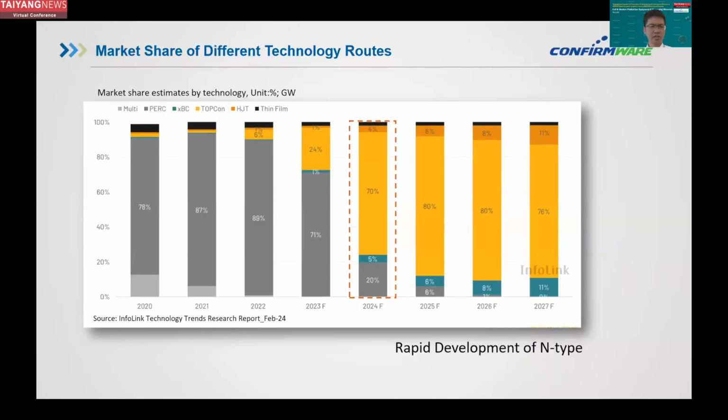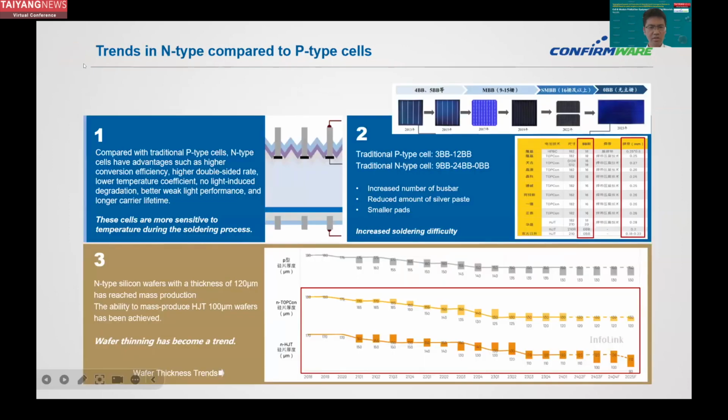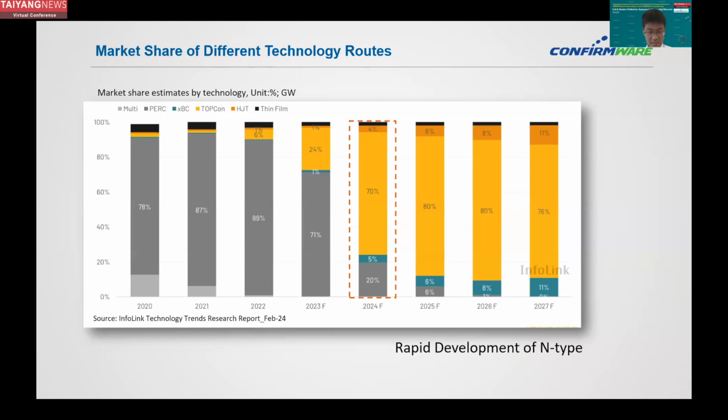As you can see now, the market share of different cells has changed a lot. During the last 4 years, it is very obvious that PERC cells have dominated the market. However, since last year, you can see N-type cells have been growing very fast. And according to InfoLink, this year, N-type cells will dominate the market at over 70%. As a machine supplier, we have to change according to the market.